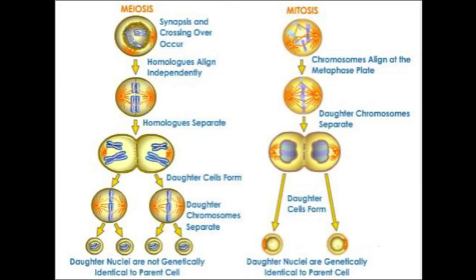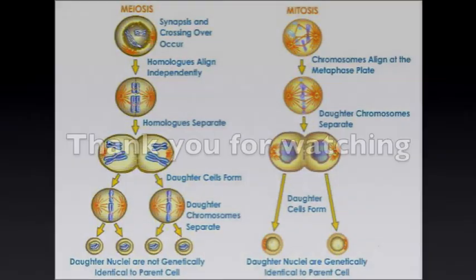Crossing over only occurs in meiosis. There is one cell division in mitosis and two cell divisions in meiosis. Mitosis results in 2 diploid cells, and meiosis results in 4 haploid cells. Meiosis creates sex cells, and mitosis creates every cell but sex cells.